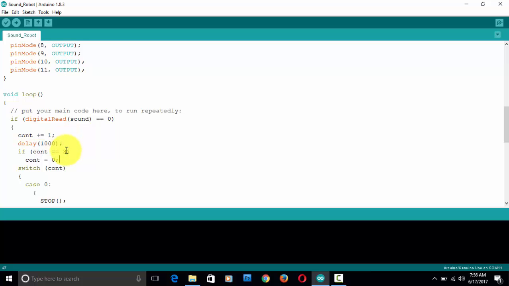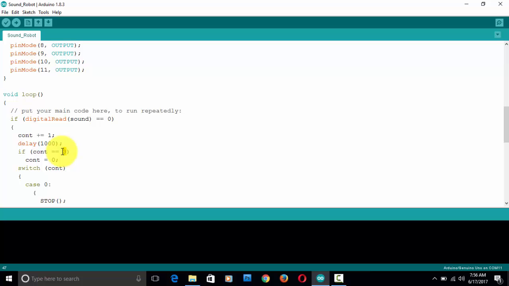After that you can see that if count is equal to 3, then I make it 0 again, because I have to reset the count to 0. So I have only 3 conditions. If you have more than 3 conditions, then you can change this to 4, 5 or 6.